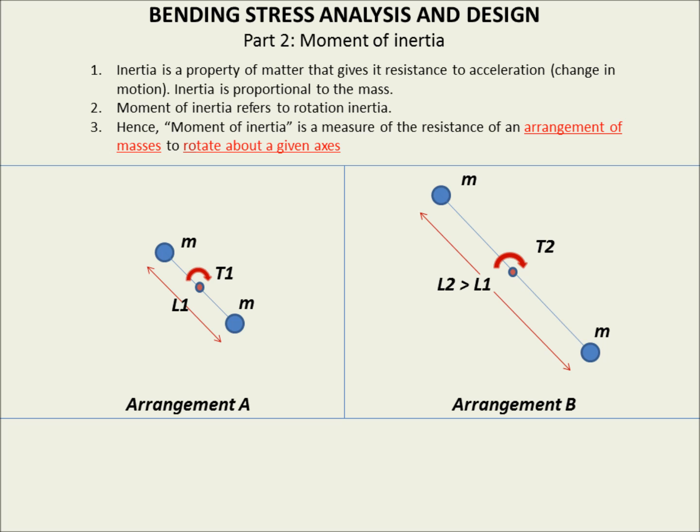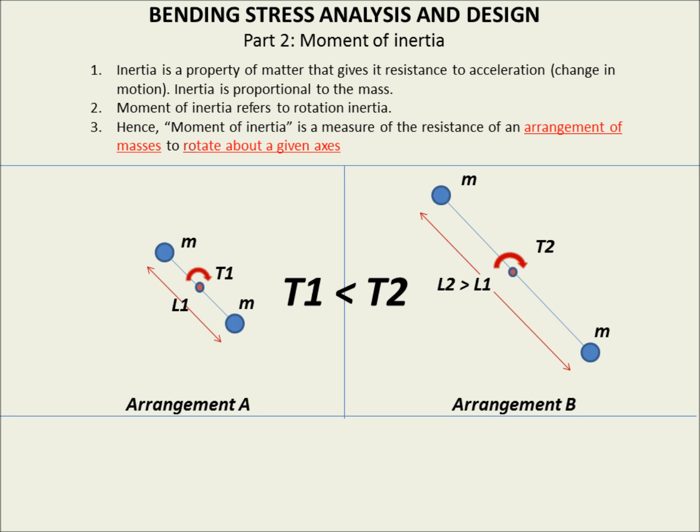Now, I think that with a bit of intuition and from our past experience, we can guess correctly that arrangement B offers more resistance to rotating. Therefore, it will require a greater torque to rotate than arrangement A. So we can say that T1 is less than T2. Well, let's investigate this further.